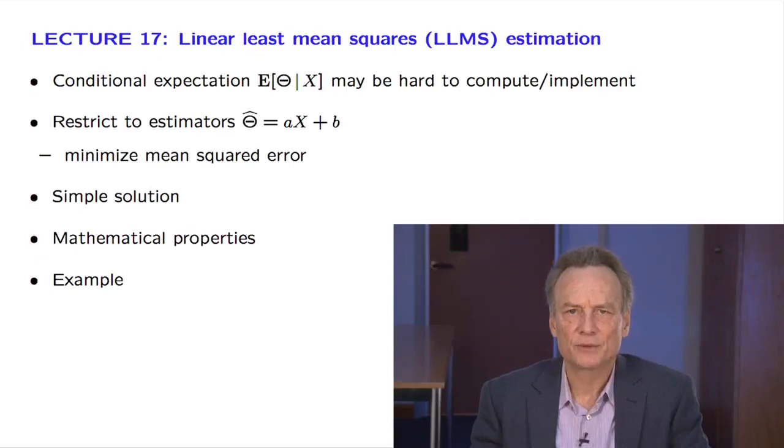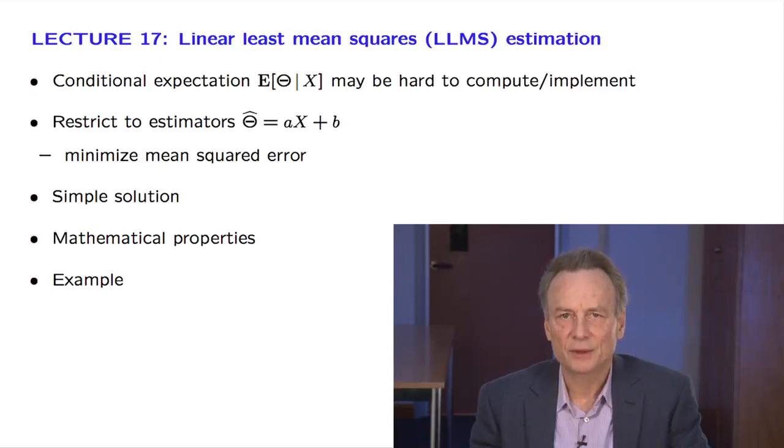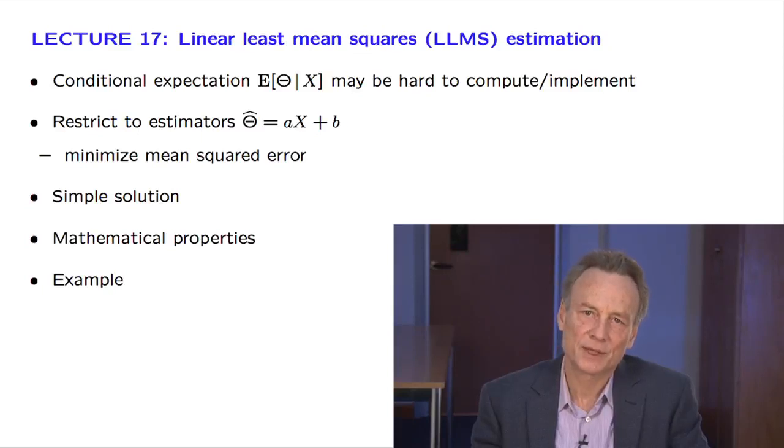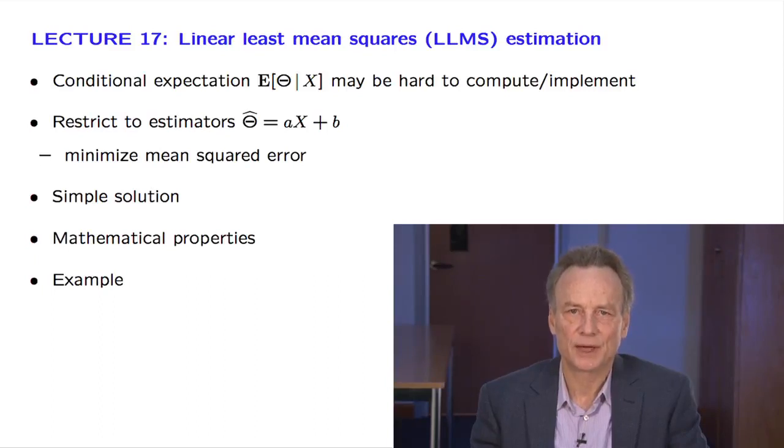Because of the simplicity of the method, linear estimators are used quite often, especially in systems where estimates need to be computed quickly in real time as observations are obtained. We will look into some of the mathematical properties of the linear least mean squares estimator and the associated mean squared error, revisit an example from the previous lecture, and finally close with some comments on the ways that this estimator can be used.